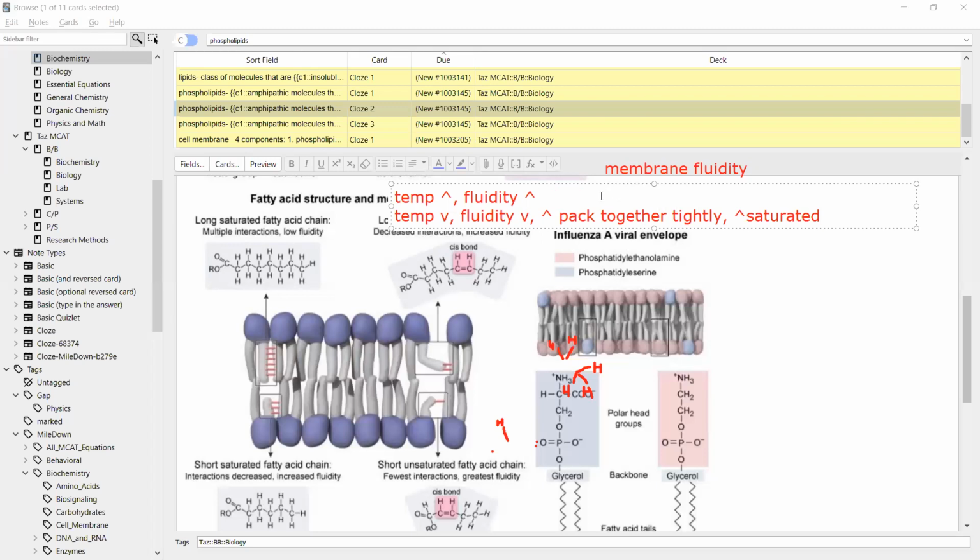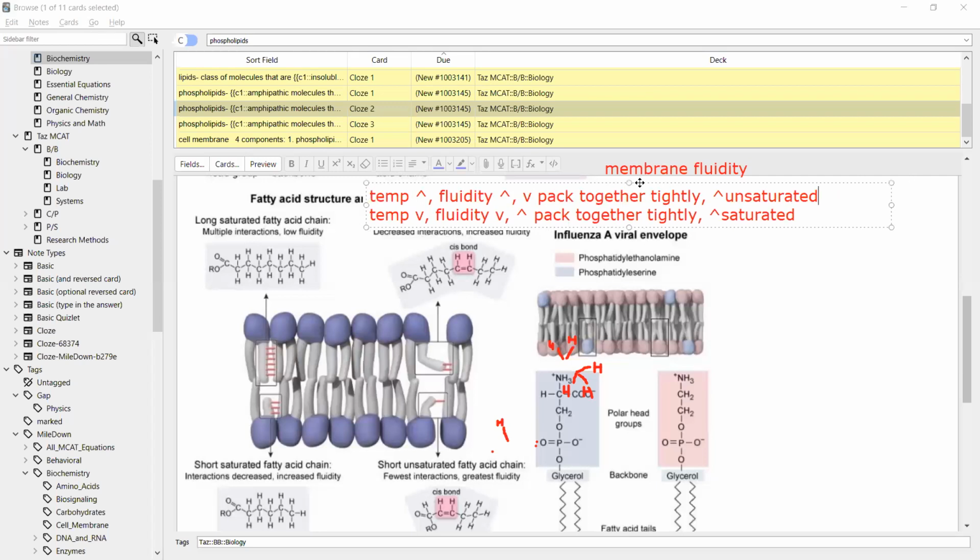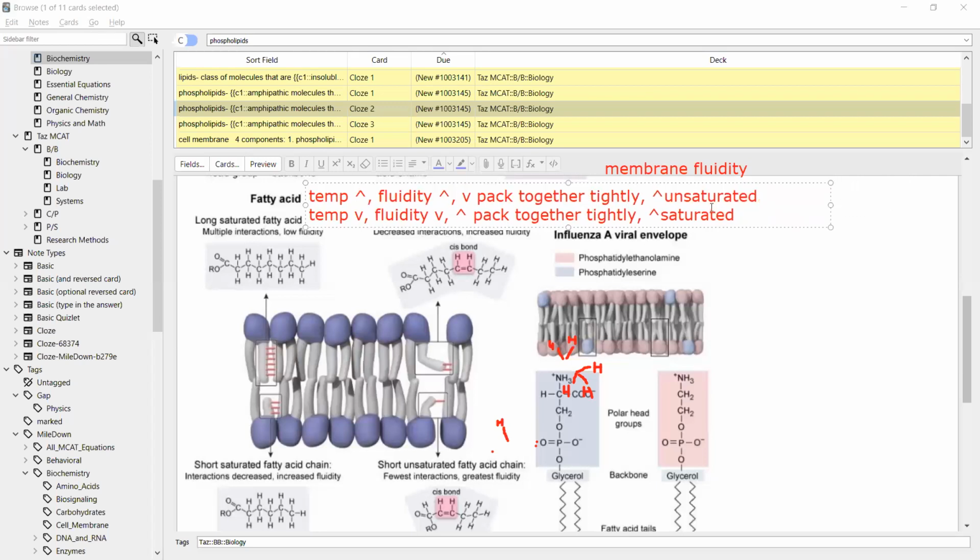So the reverse, what would increase fluidity? When they don't pack together tightly, in other words, when they're unsaturated and they have a kink, right? So we can write out and understand how these things relate to each other. Now, another factor that can affect fluidity is the length of the chain.